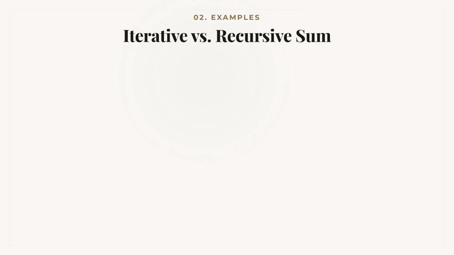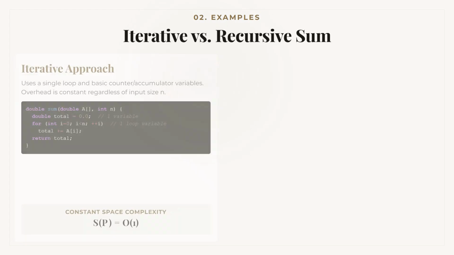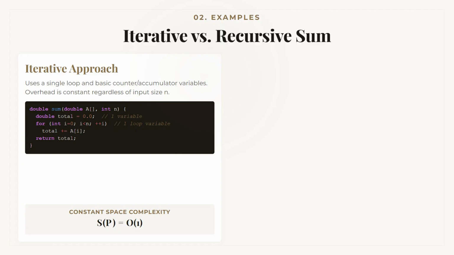Let us understand this through an example. Suppose we have an algorithm that calculates the sum of all elements in an array using a loop. The algorithm uses only a few variables, such as the array size, a loop counter, and an accumulator variable to store the sum. The number of variables remains constant, regardless of how large the array becomes. Since the memory requirement does not grow with the input size, the space complexity is constant. We denote this as big O of 1, or O(1).